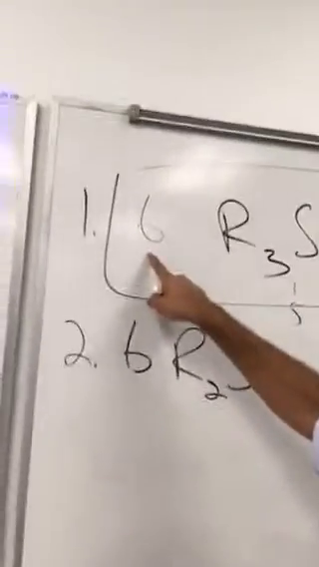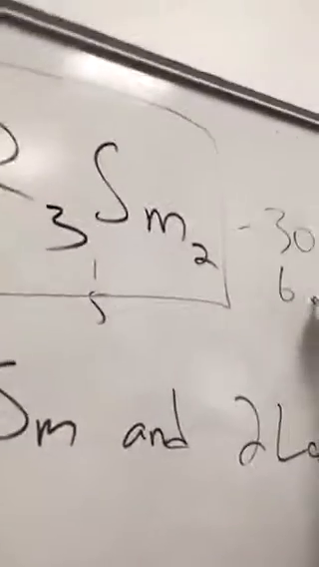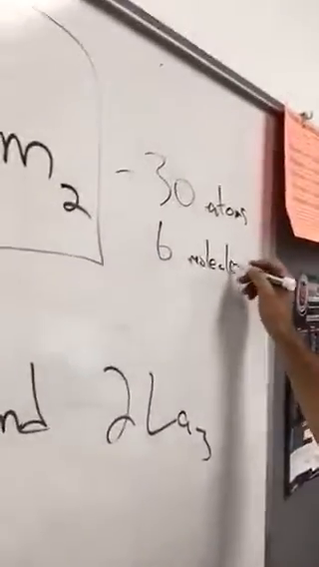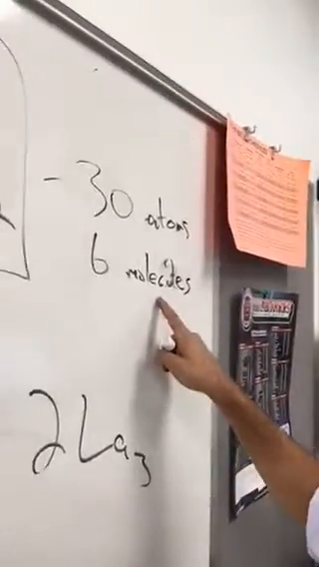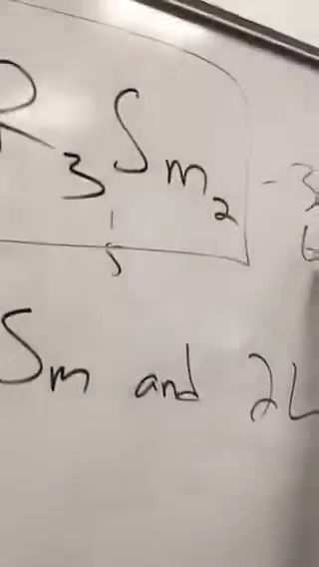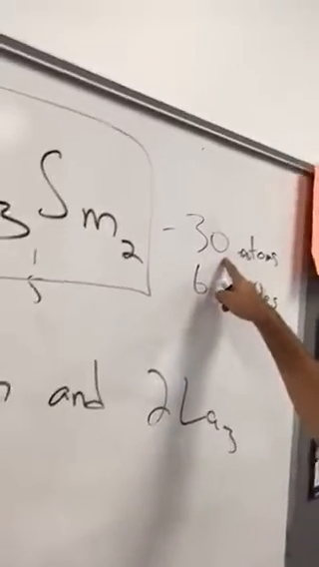How many molecules are there? The answer is 6 molecules. Right? So I have 6 molecules. Those 6 molecules have 30 total atoms in them, right?